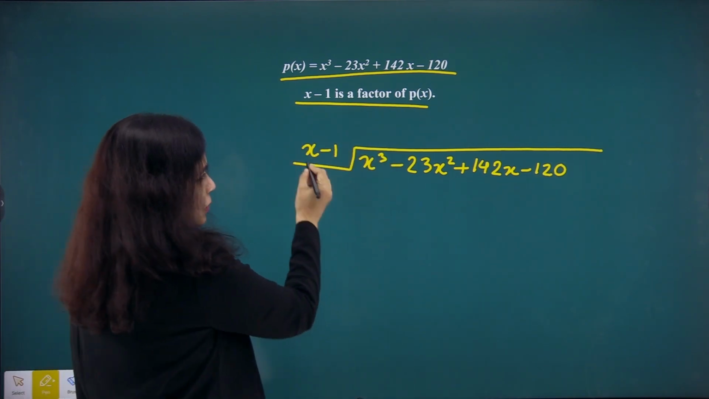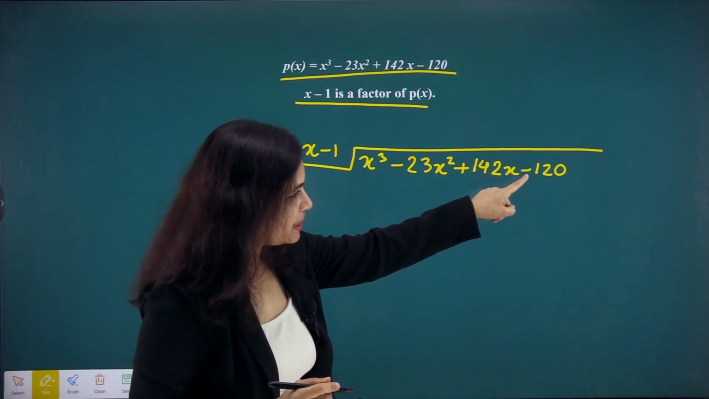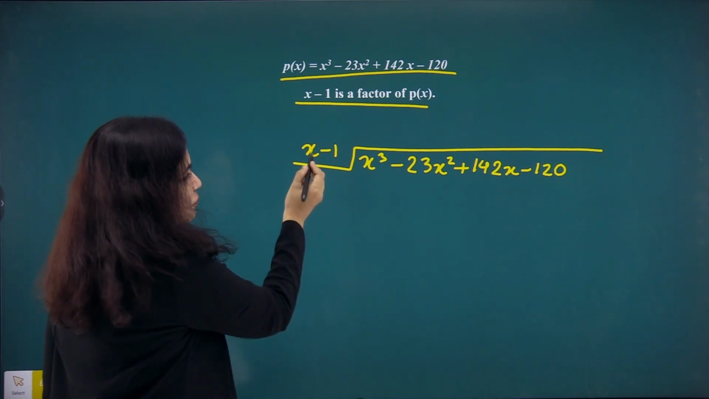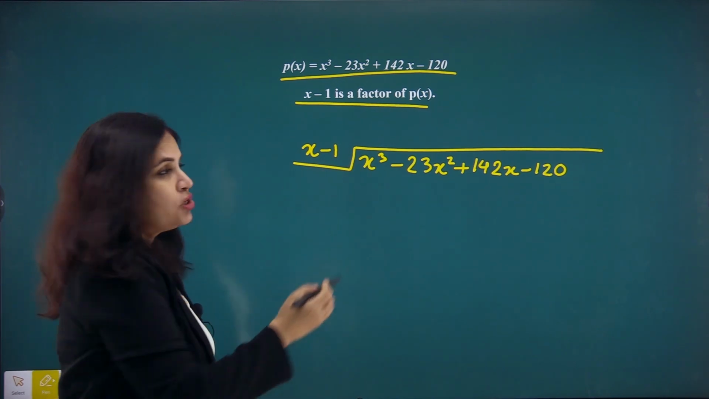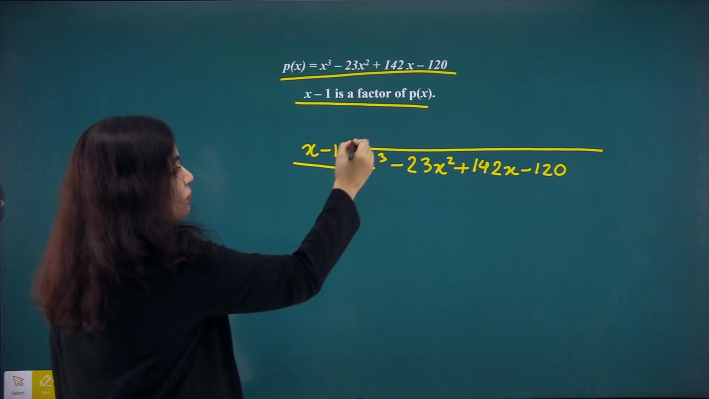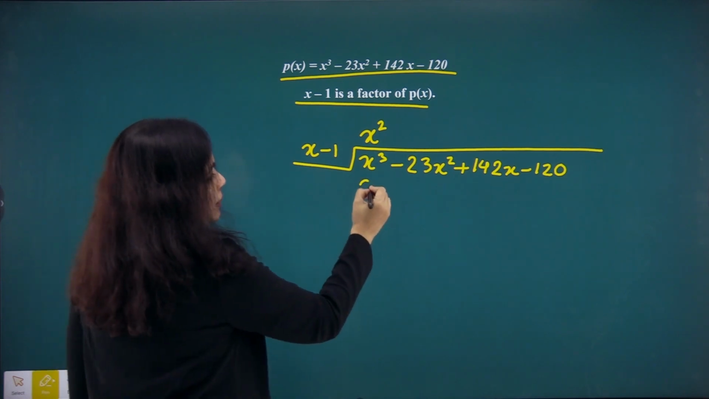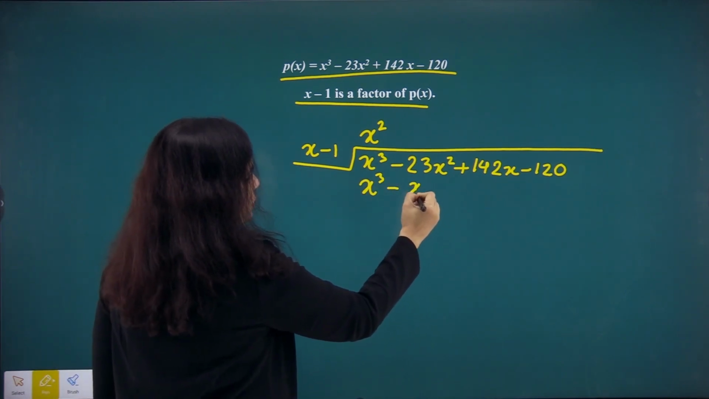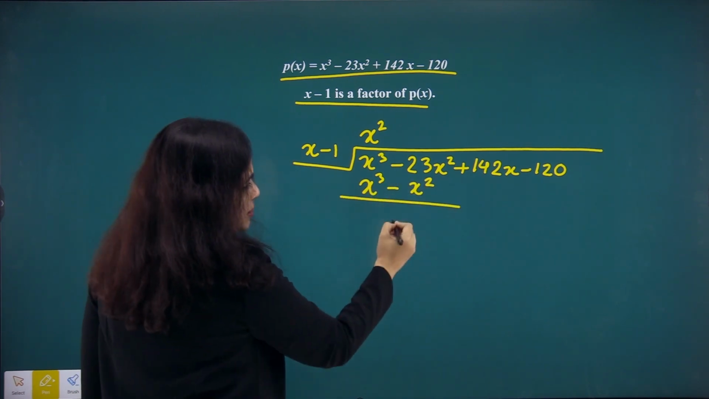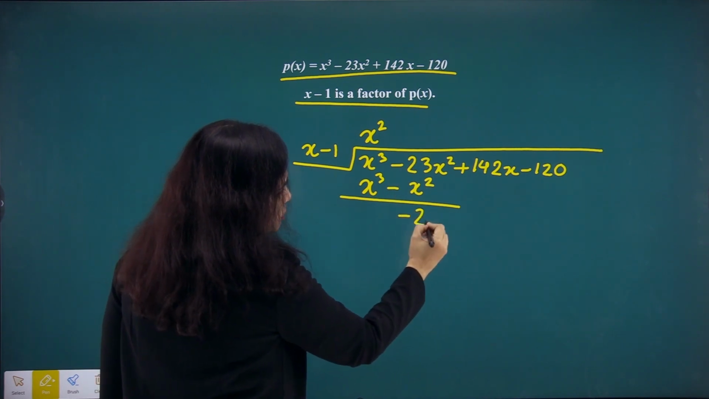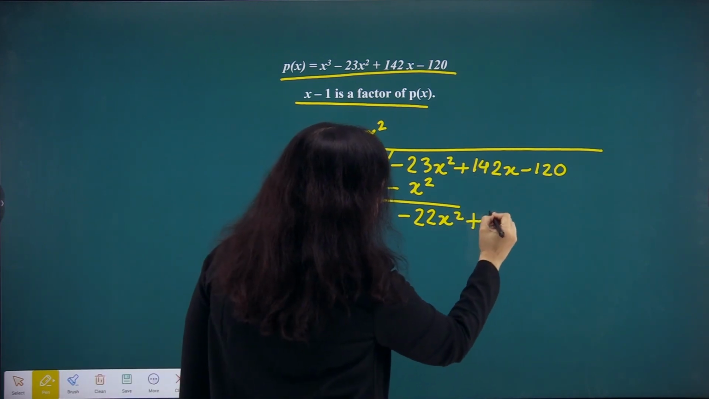how do we go? To divide x cube minus 23x square plus 142x minus 120 by x minus 1, I first look at x minus 1 and think that with which number will I multiply x minus 1 so that I get x cube as the first term. Obviously, I have to multiply with x square. Multiplying x square with x minus 1, I will get x cube minus x square, x cube minus x square. On subtraction, I will get minus 22x square, this will cancel, and I will bring down plus 142x.